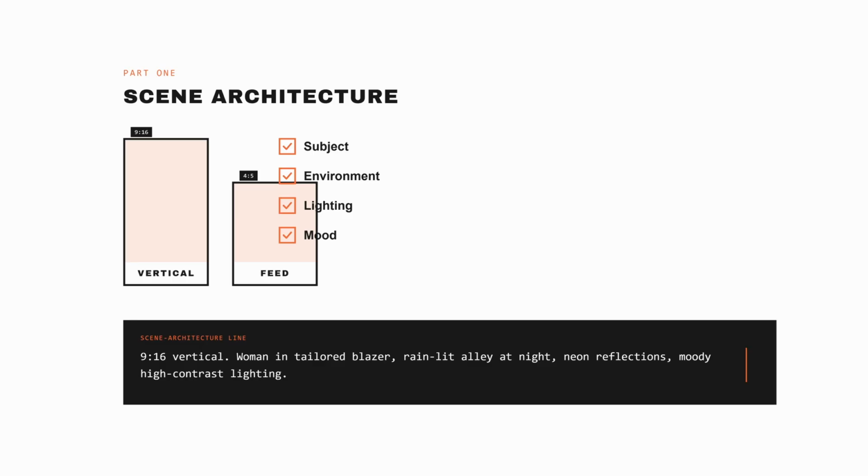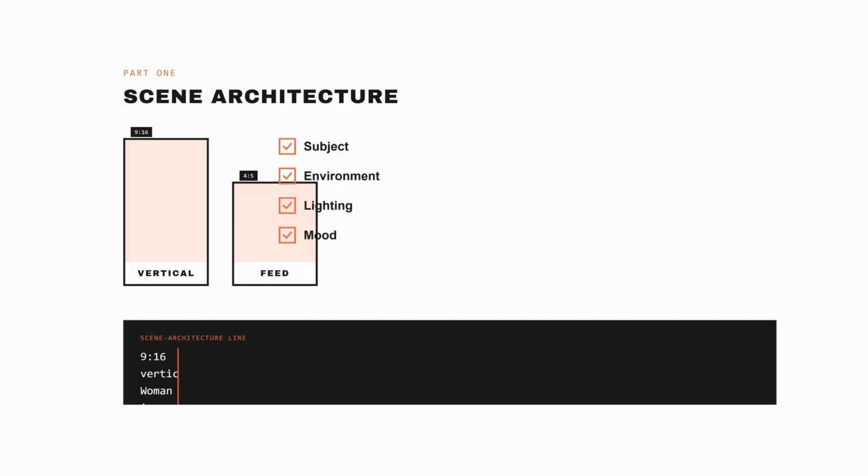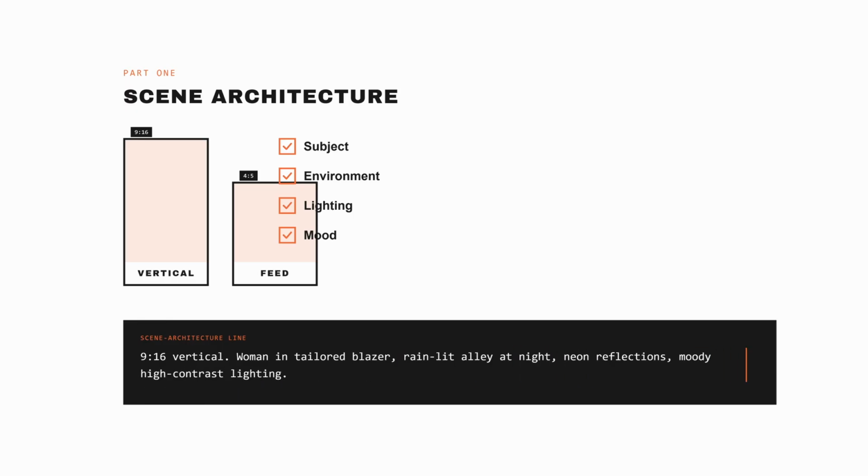Here's what that looks like as an actual scene architecture line. 9:16 ratio, vertical, woman in tall red blazer, rain-lit alley at night, neon reflections, moody, high contrast lighting. Notice what's not in there. No camera movement yet, no mention of what she is doing. That's on purpose. This line's only job is to lock the world your character lives in.